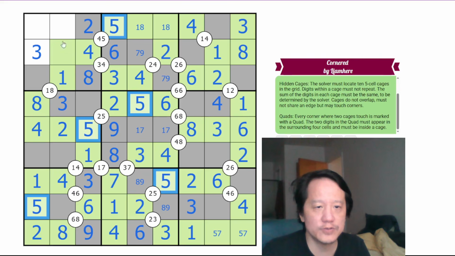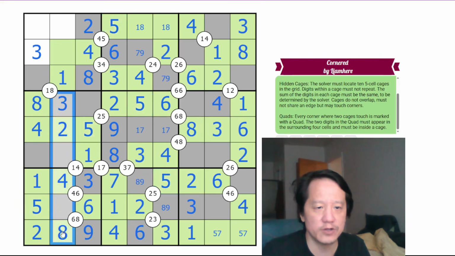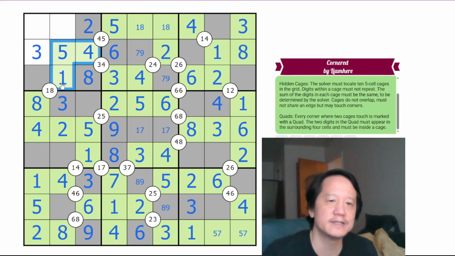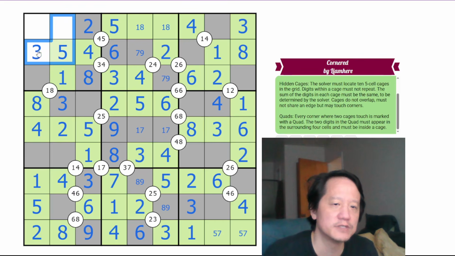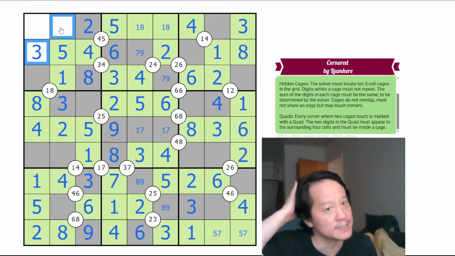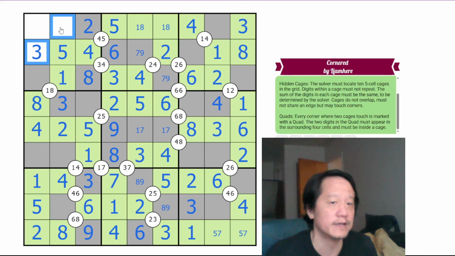In column 2, where is the 5? Can't be here because of 5's in the boxes. Can't be here because of 5 in the row, so 5 has to be there. Therefore, this adds up to 10, and the remaining 2 digits must also add up to 10 because 20 minus 10 is 10.